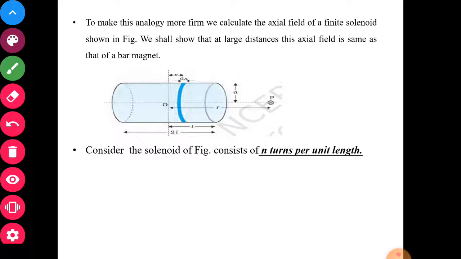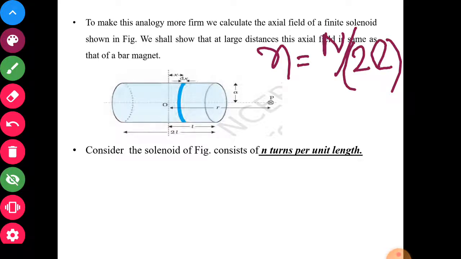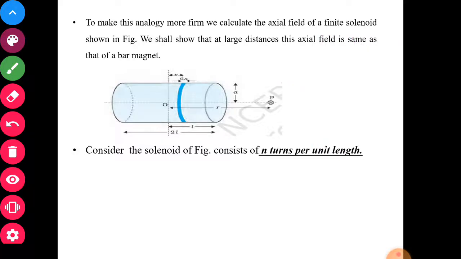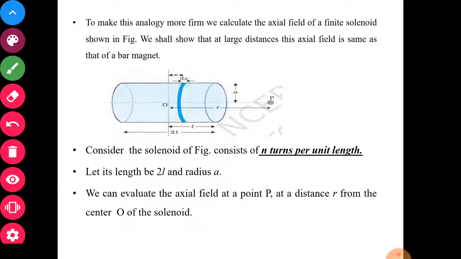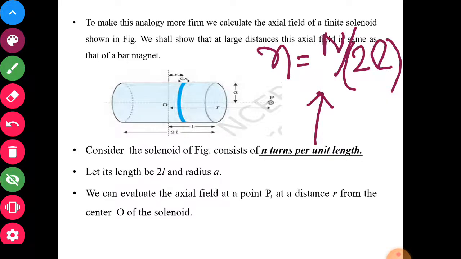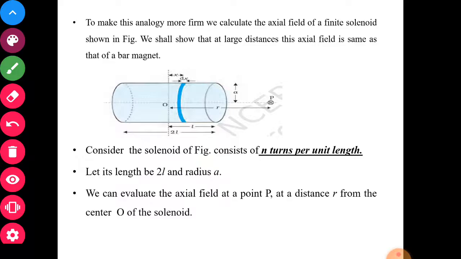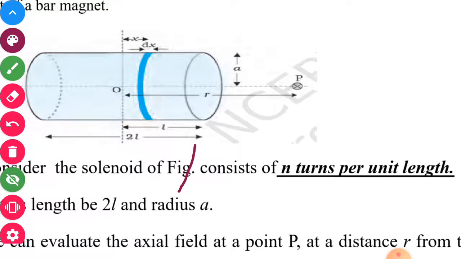Consider the solenoid in this figure, which has small n number of turns per unit length. What is the number of turns per unit length? That is explained here. Let the length of this solenoid be 2L and the radius A. We can evaluate the axial field at point P at distance r from the center O of the solenoid. What is the axial magnetic field of this solenoid at this point P? That we can easily evaluate.